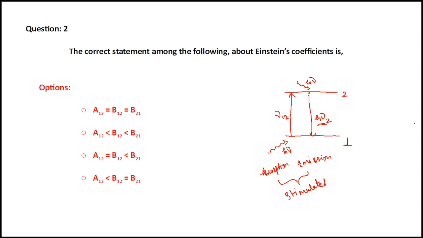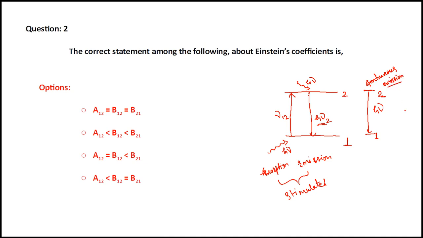Now, along with this, there is also a third process that happens along with the stimulated emission, that is from 2 to 1. It will return with the emission of radiation, but it will not use any external stimulus. The process in which no external stimulus is used is called spontaneous emission.